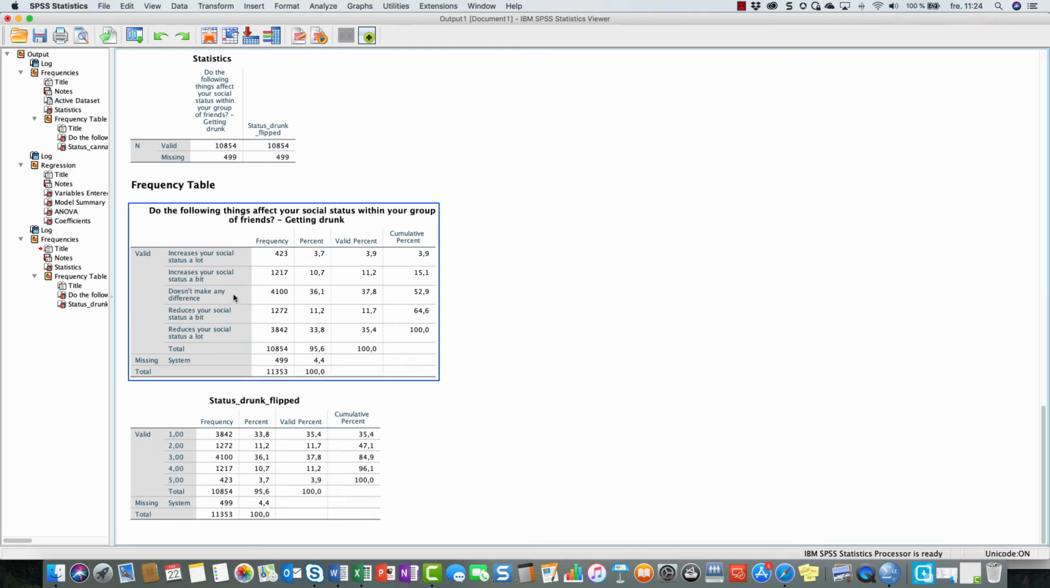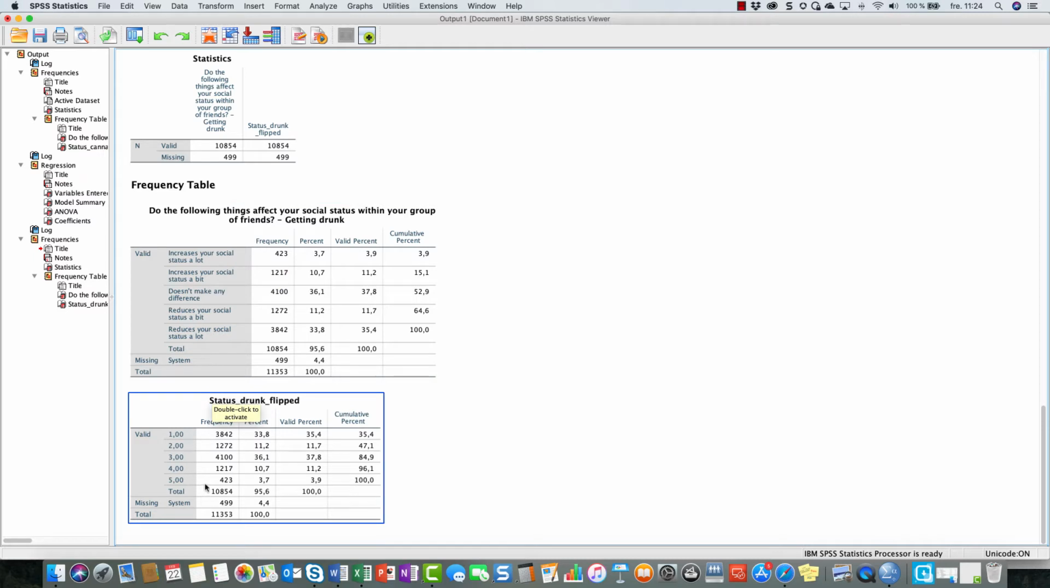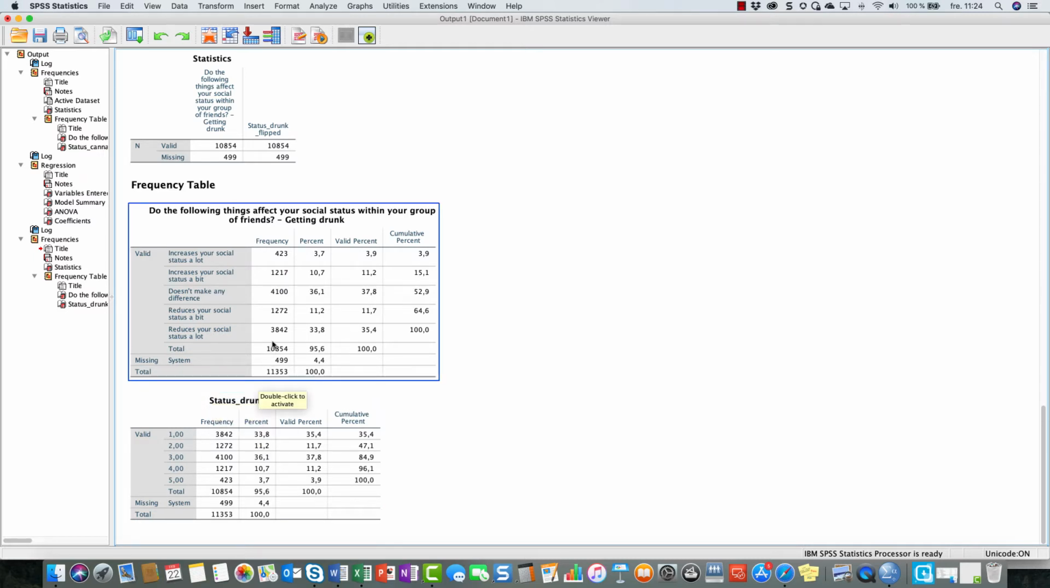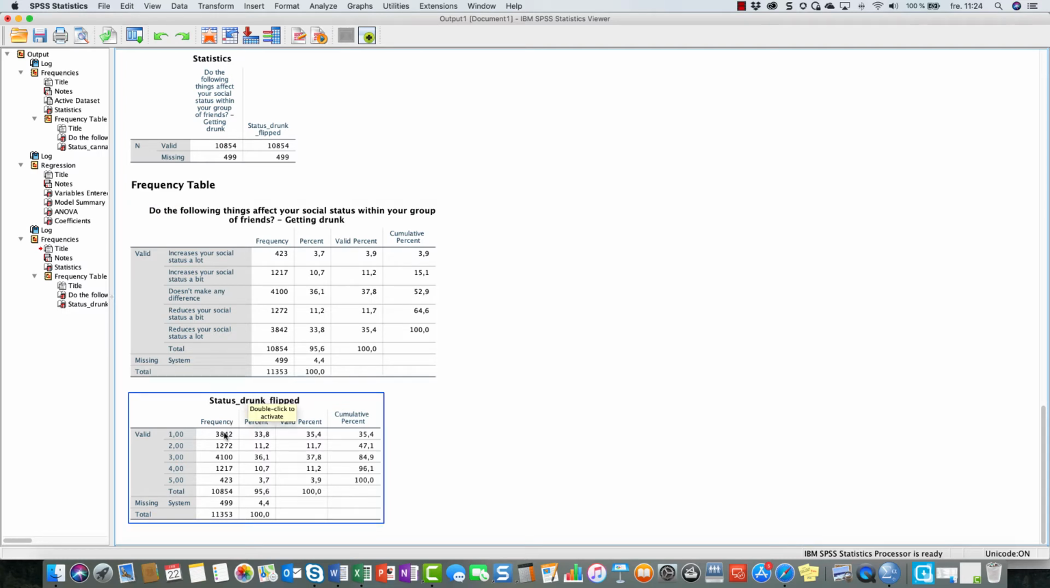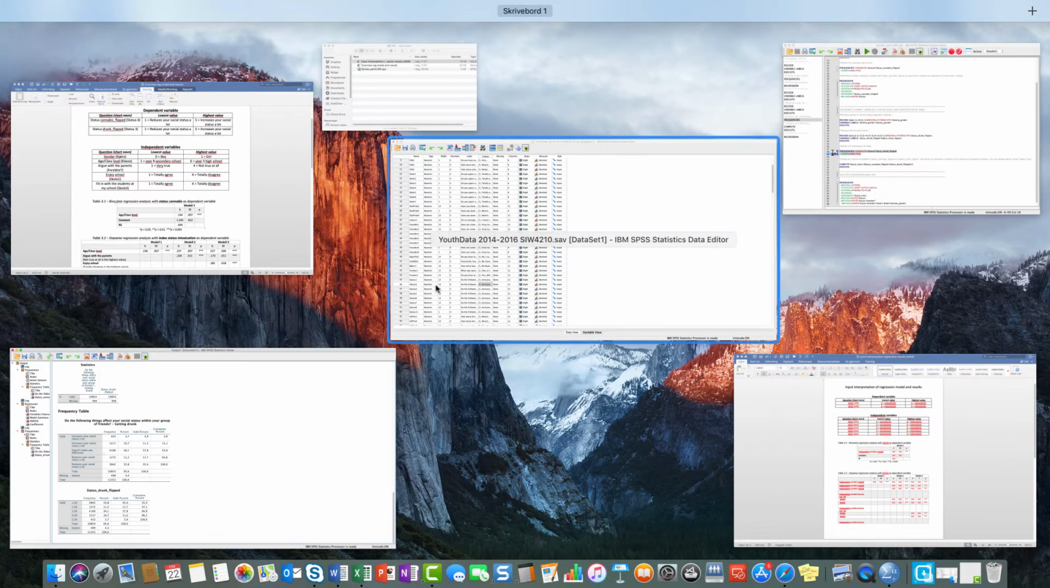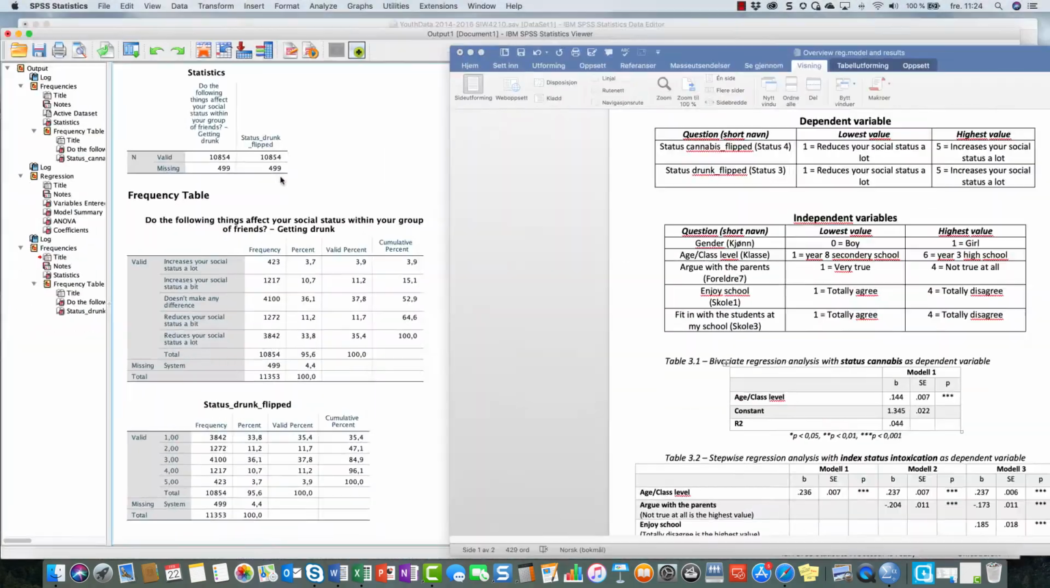So then I know that this is 1 on the initial variable, and it's 5 on my flipped one. And it reduces your social status slot. It was 5 on the initial, it's 1 on my flipped, because I look at those who say it increases your social status to get drunk, and I want to merge that with cannabis, because I want to look at those who say it increases your social status to get intoxicated. Okay, so what do I do?